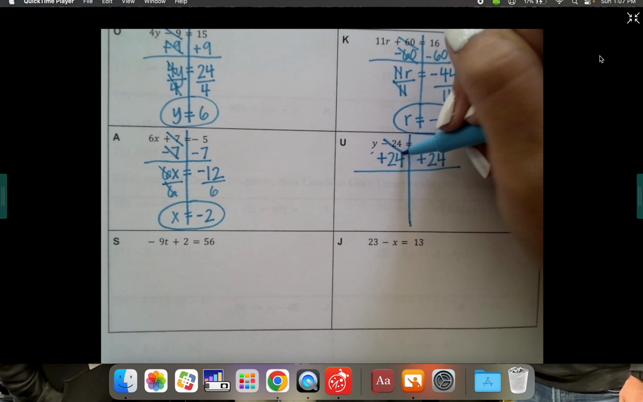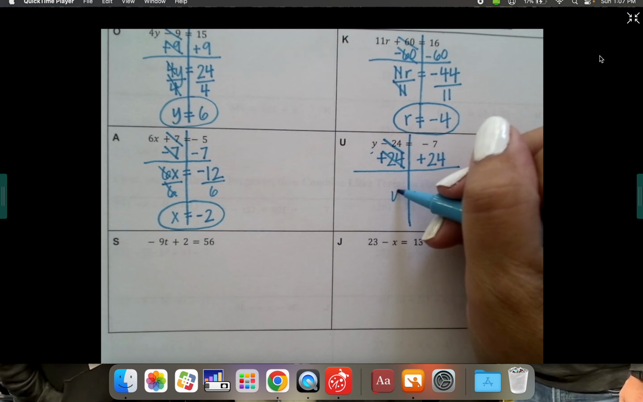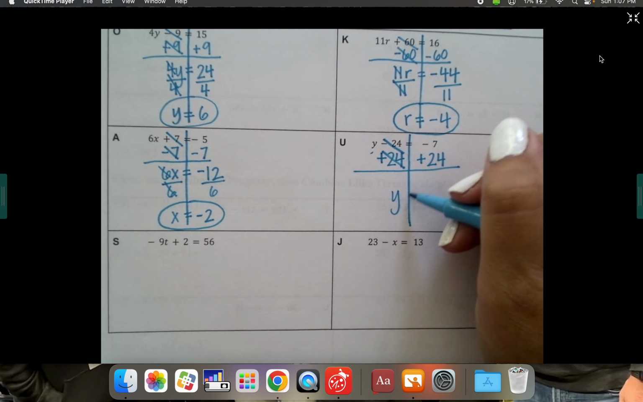So cancel out negative 24 and positive 24 is 0. It leaves y by itself, so we're done. Negative 7 plus 24 in your calculator. Negative 7 plus 24 is positive 17. So I'm not sure why this problem was on here. That was a one-step equation, but hopefully it was easy for you. So 17 is going to be u, right here. Oh, and right here.